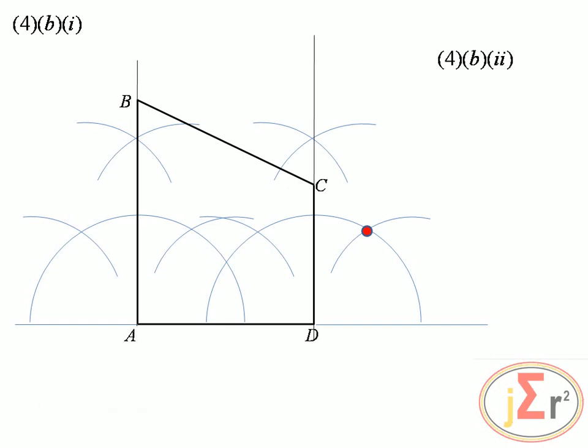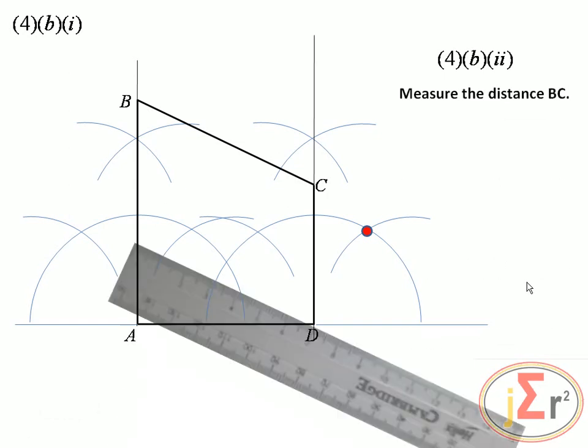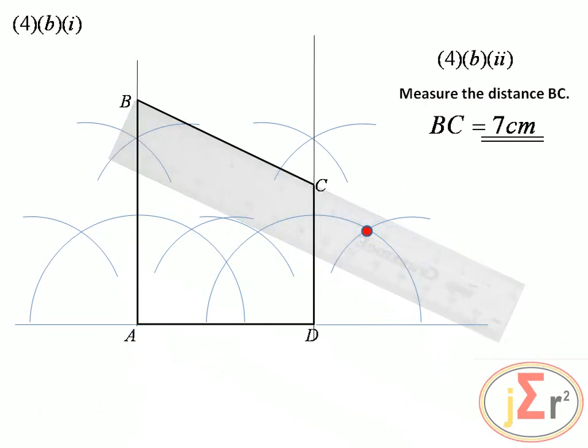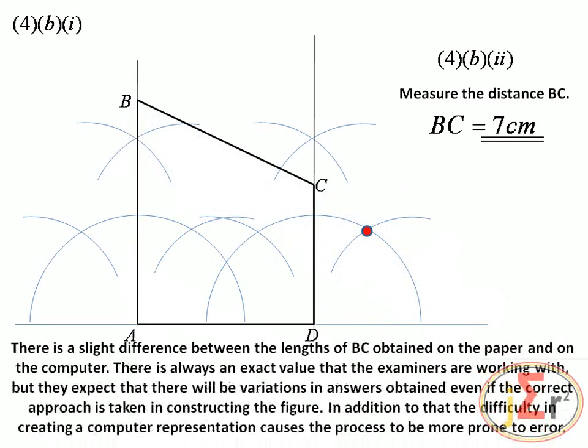Now we need to do some measurement. Let us measure BC. Measure the distance BC, and that is 7 centimeters.